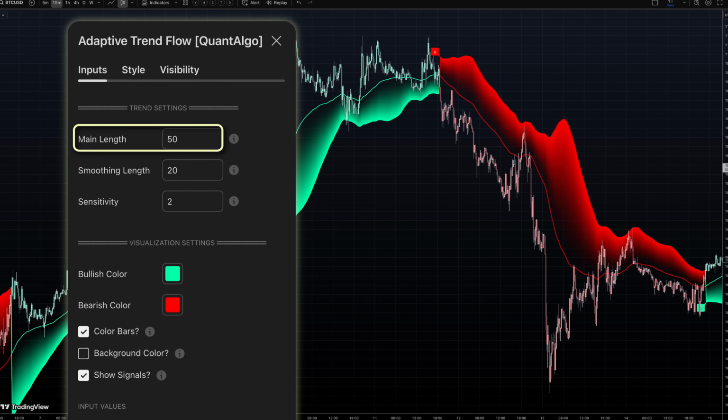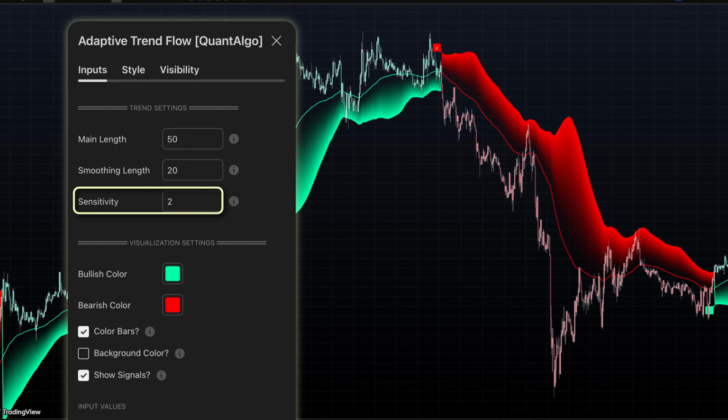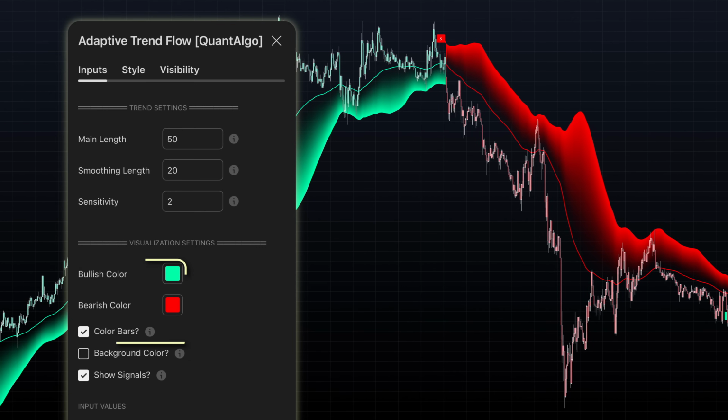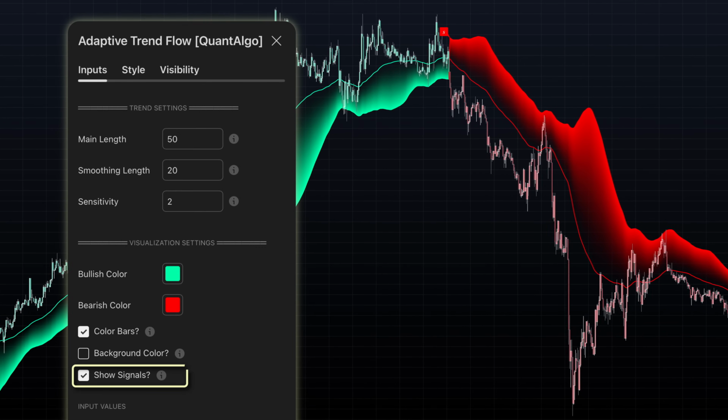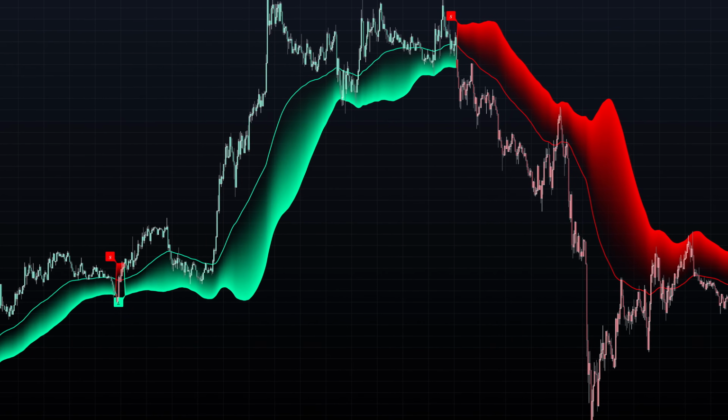Customization options include main length, smoothing length, and sensitivity multiplier for the volatility bands. Visual settings allow control over bar coloring, background gradients, signal display, and custom bull-bear colors, enabling adaptation to different chart themes and personal preferences.